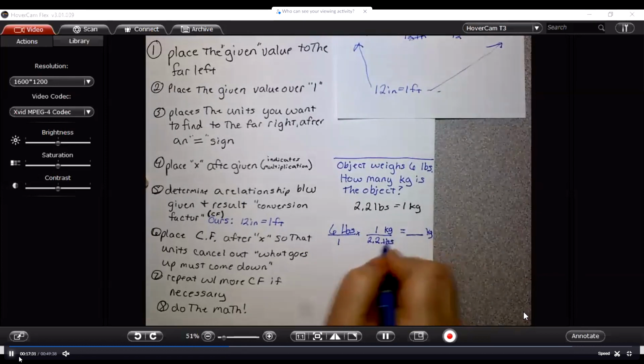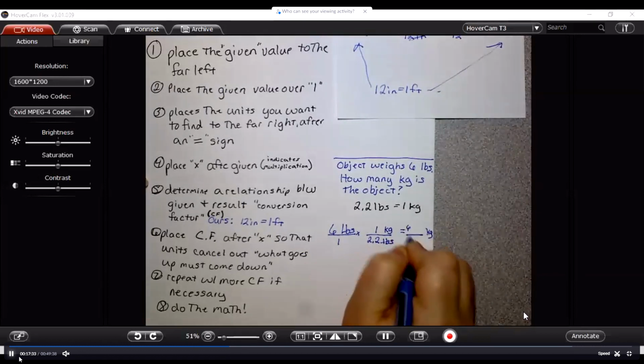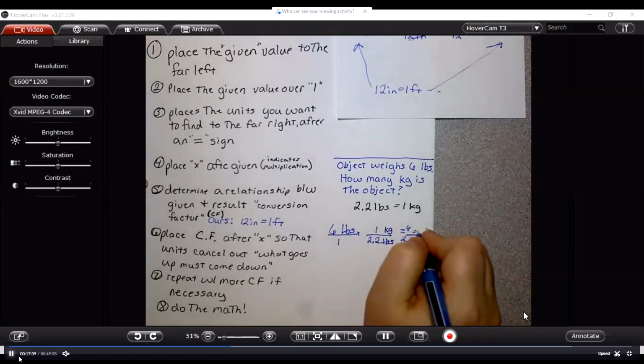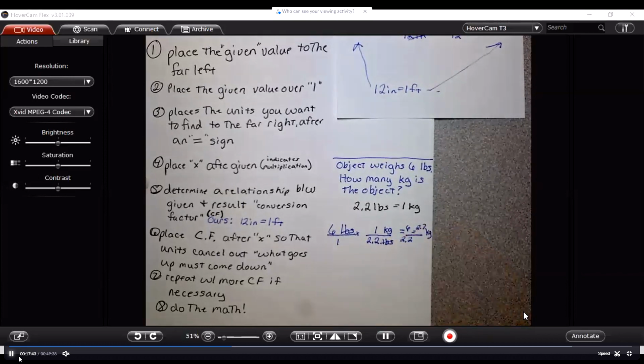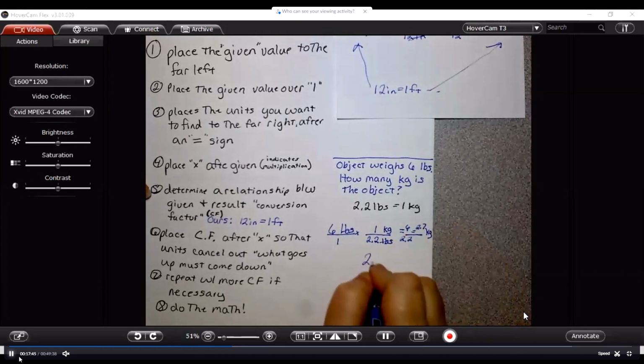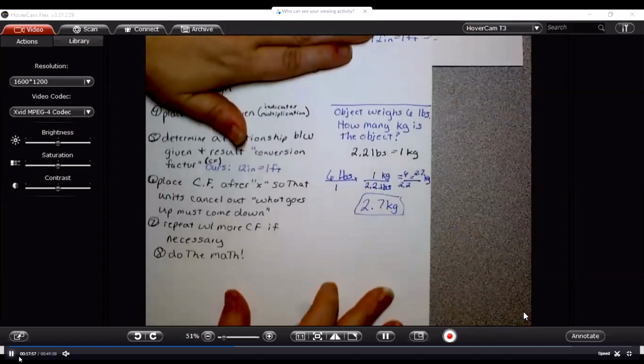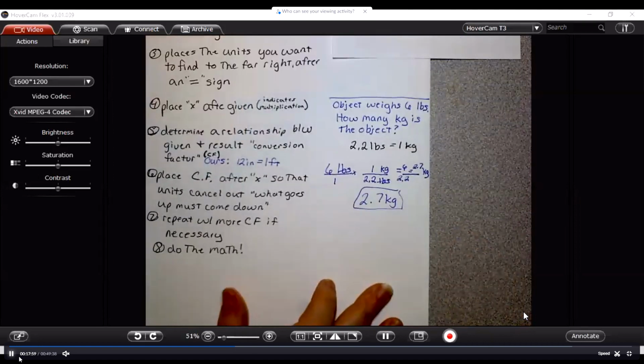We're in the value that we need, so we don't have another conversion factor, so we're going to do the math. 6 times 1 is 6, 1 times 2.2 is 2.2. And when we divide that out, you get 2.7 kilograms. So our answer is 2.7 kilograms. Anytime you're doing these, make sure you put a box around your answer so that I can see very clearly what your answer is.